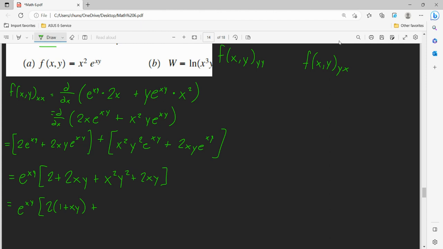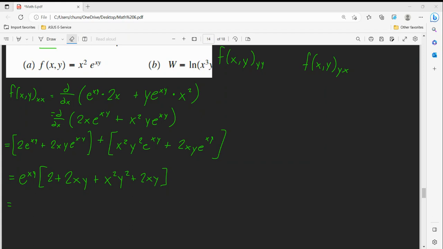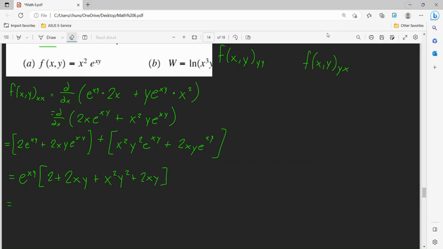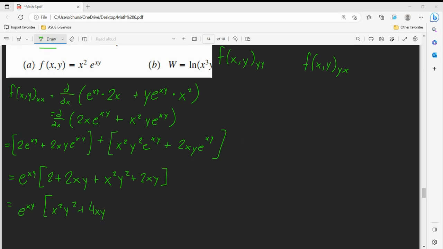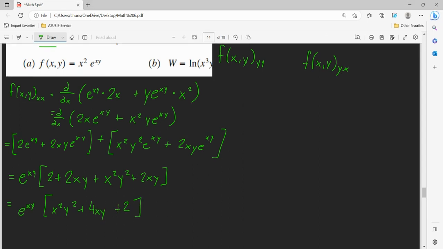And let's take... actually, no, I'm just going to leave it like this. Feel free to simplify it more if you'd like. As an end result, this should give e to the xy. So you can do all the in-between steps. This is x squared plus y squared, x squared y squared plus 4xy plus 2, our final answer.